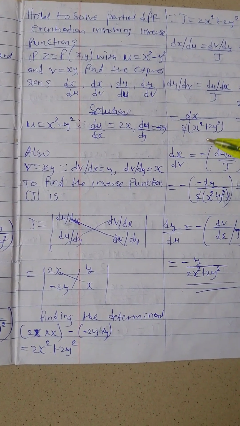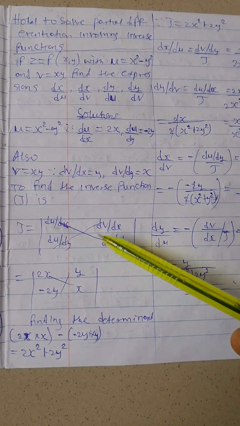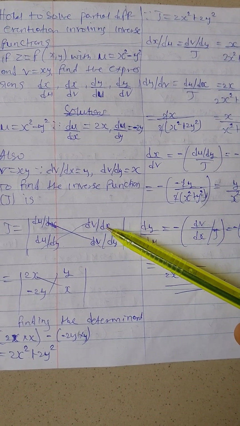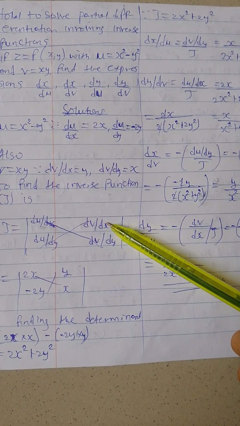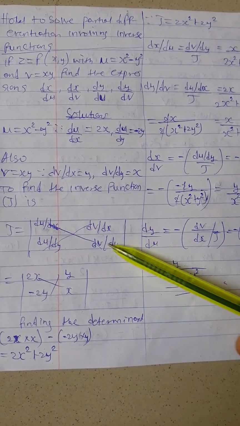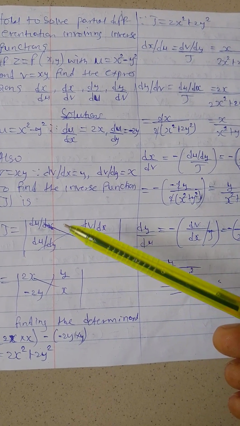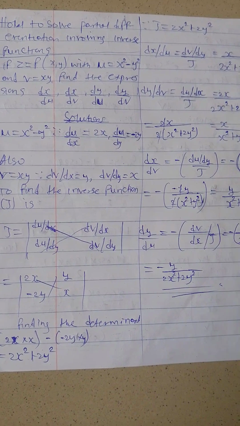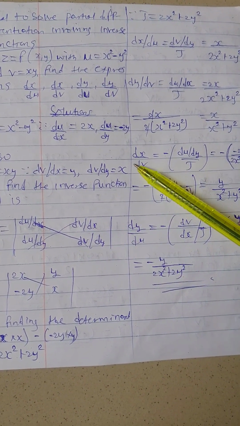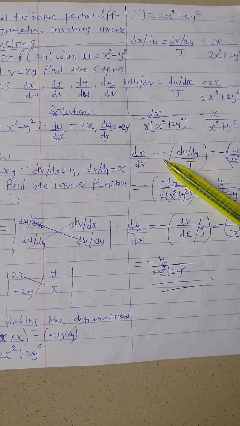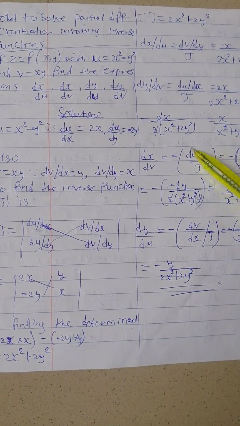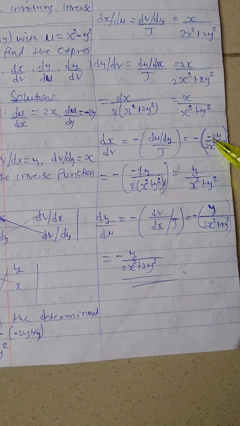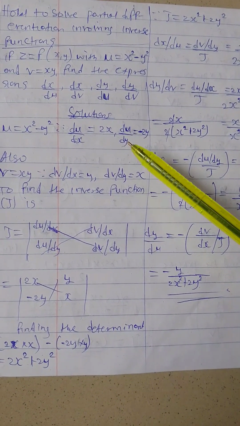Now again, come for this row. Remember that this row becomes ∂x/∂v. Apply the same method we applied in the first row, but know that the only difference is that this line is plus and this line is minus. So ∂x/∂v is equal to minus, as I said, minus bracket ∂u/∂y over J. So that becomes minus bracket. Now ∂u/∂y is what?